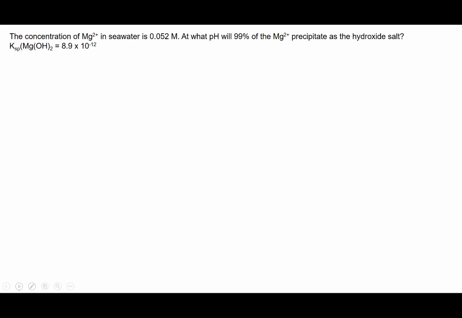If it starts off at 0.052 molarity in seawater, and you're trying to remove 99% of the magnesium 2+ ions, which, as somebody who has a reef tank with corals and fish, is not a good thing, because they actually need the magnesium, so you have to be very, very careful with your pH. But if you wanted to hypothetically remove 99% of the magnesium ions out of your solution, what pH would you have to be at in that case?